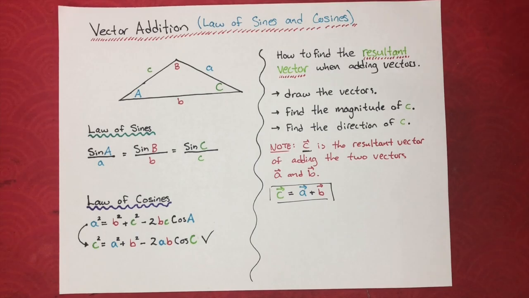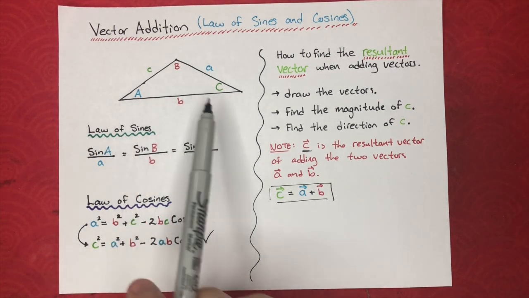Hello everybody. Today we're going to be doing some vector addition, and we're going to be using the law of sines and cosines to do that. To remind you what the law of sines and cosines are, take a look at this triangle over here.